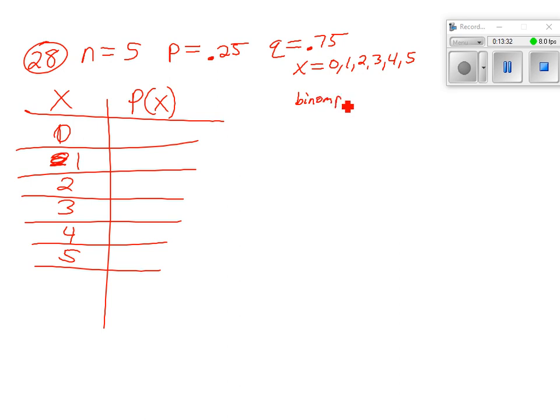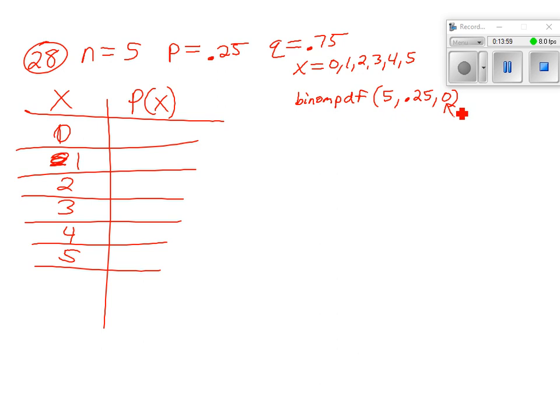Could you do CDF and then do 5? No, because it would tell you all of them together. You want each one separately. So you have to do binomial PDF, and you just punch in 5, 0.25, and then 0, and then just keep going back and changing that number to get all the rest.